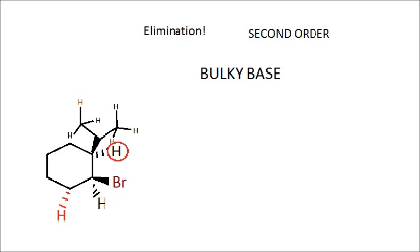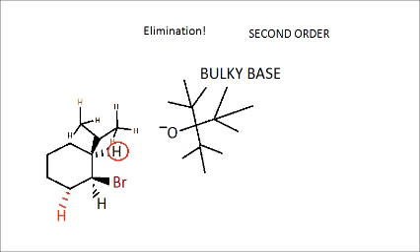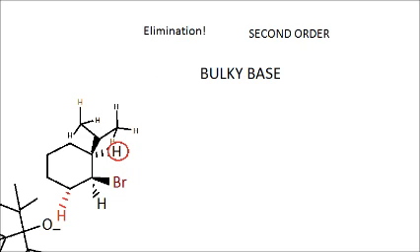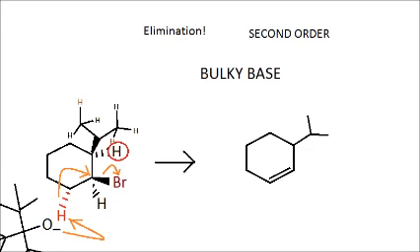Let's look at a bulky base, like tertiary butoxide. We got CH3 groups all over that thing. It's super hindered. It can't abstract that proton because that isopropyl group is all in the way. But it can abstract this proton because it just sticks right out there and there's nothing blocking the tertiary butoxide anion from abstracting the proton, which is anti-periplanar to the bromine. The electrons go to the slightly positively charged carbon center, kicking out the bromine and forming a double bond, which is less substituted. This is known as the Hofmann product.